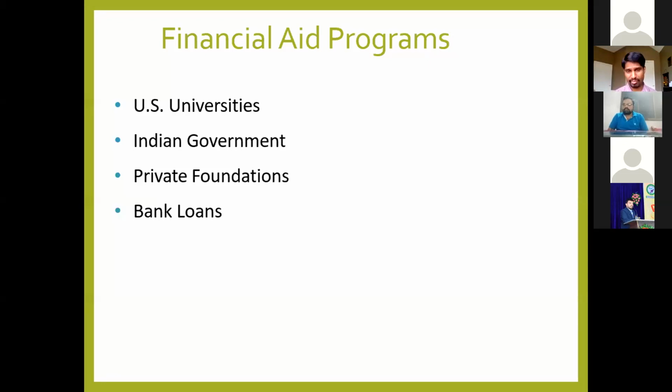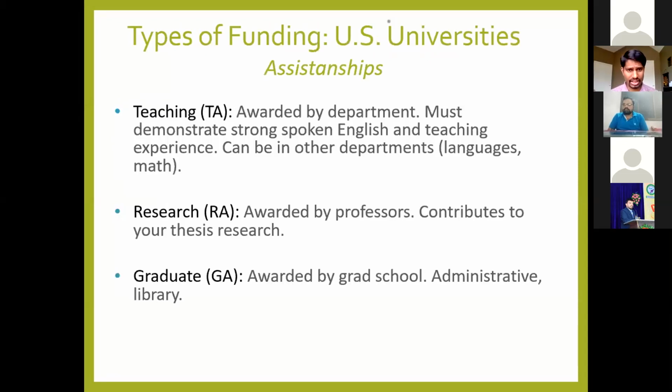And then there are bank loans. Of course, everybody knows about bank loans. They offer education loans. Typically, if you have an acceptance letter from a US university, they can give you a bank loan. Okay, so these are different types of stipends that you get monthly when you come here for a master's or PhD.